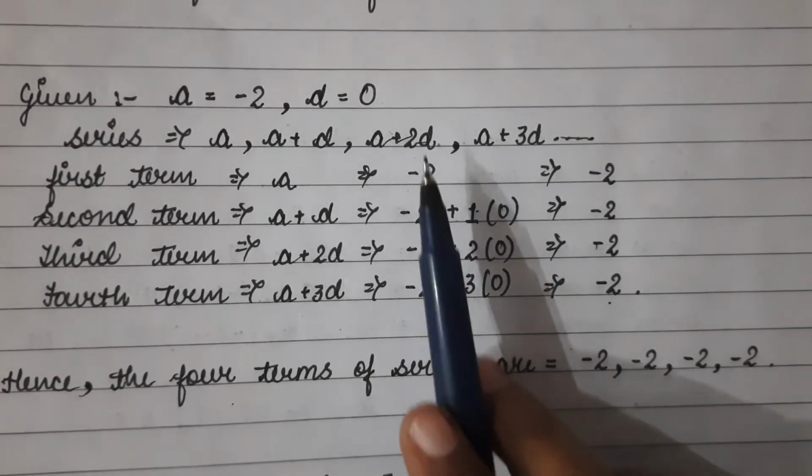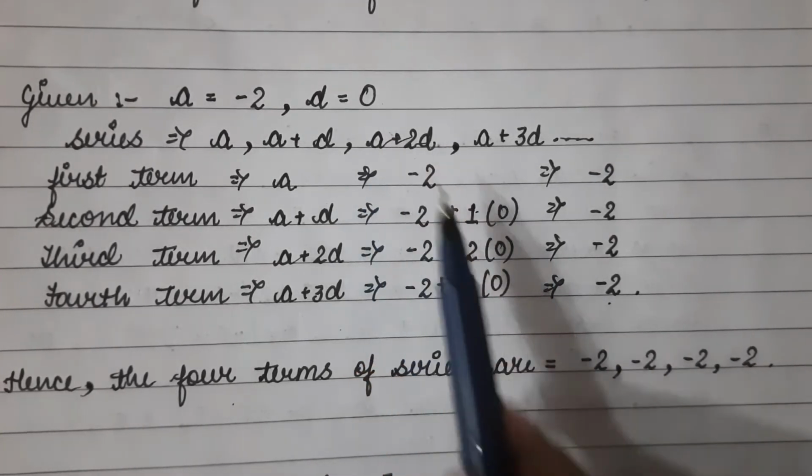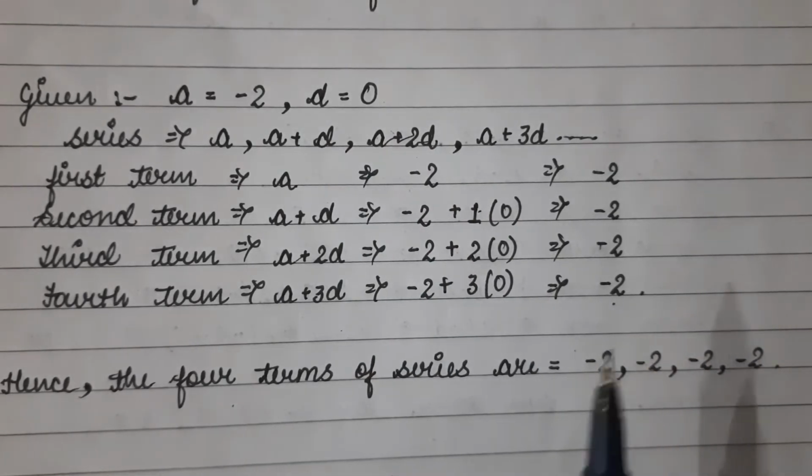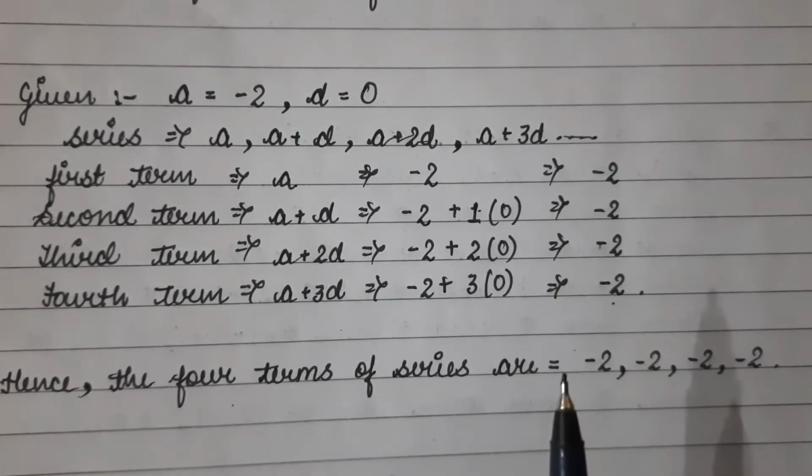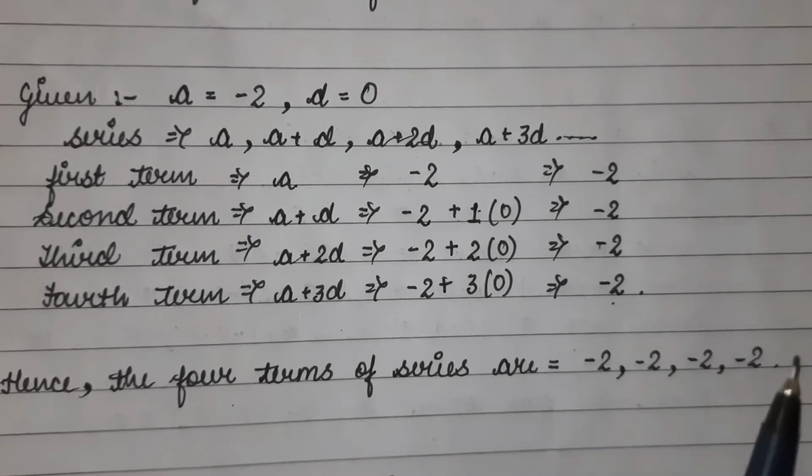क्यों? क्योंकि हमारा कॉमन डिफरेंस क्या है, ज़ीरो. ज़ीरो मतलब कि कोई नंबर ऐड नहीं हो रहा हमारी सीरीज़ में. जब कोई नंबर हमारा ऐड हो ही नहीं रहा है सीरीज़ में, तो जो हमारा फर्स्ट टर्म है वही हमारा लास्ट टर्म भी होगा सीरीज़ का.